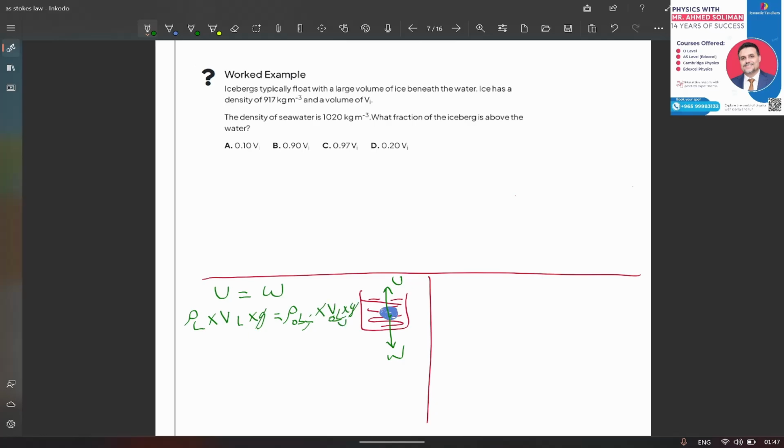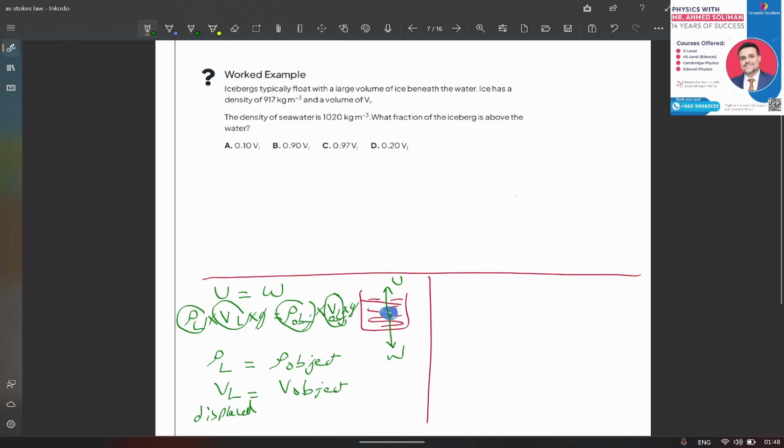Now, because the total volume submerged equals the total volume of the object, density of liquid equals density of object. This is why the object is in the middle of the liquid. So now, density of liquid equals density of object, and volume of liquid displaced equals volume of object, the total volume of the object.